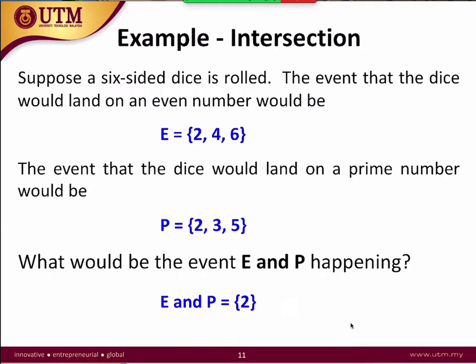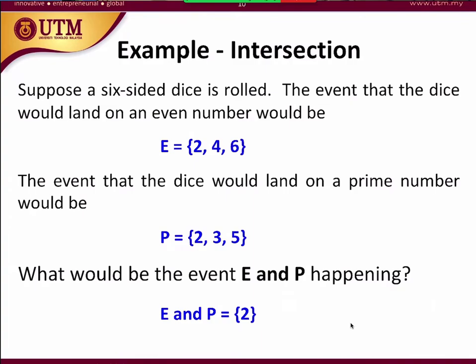What about intersect? Again, let's say we are still interested in the same events, getting an even number or getting a prime number, but this time we want to know the possibility that the outcome we have is both an even and a prime number.